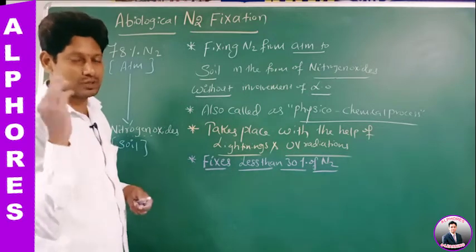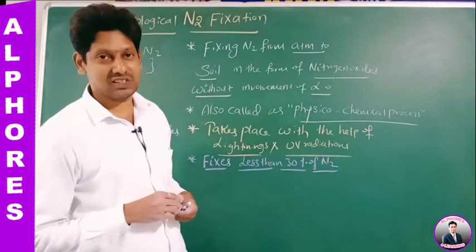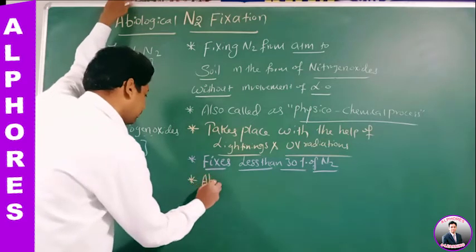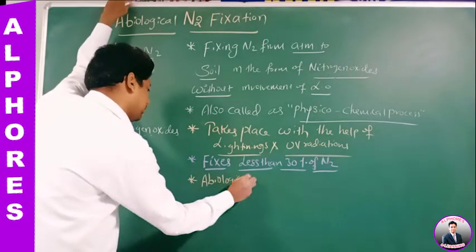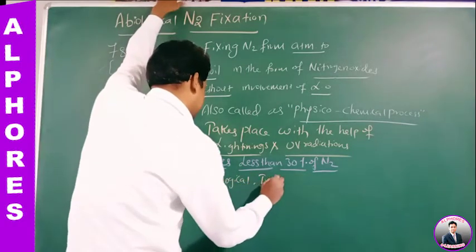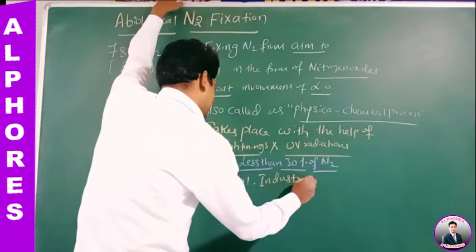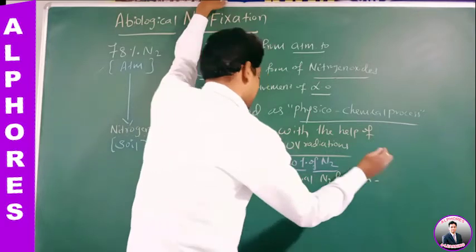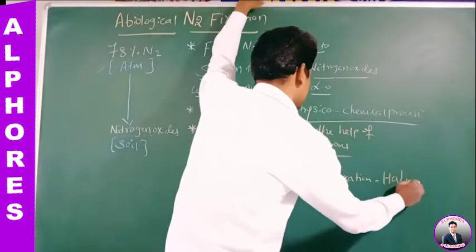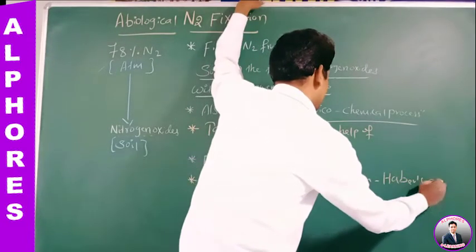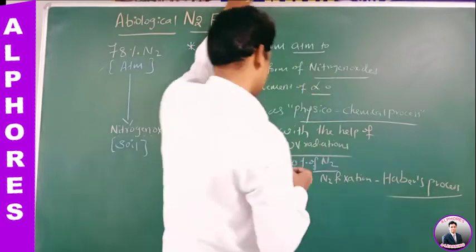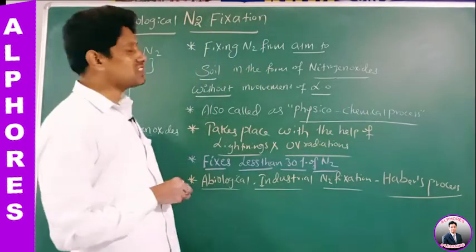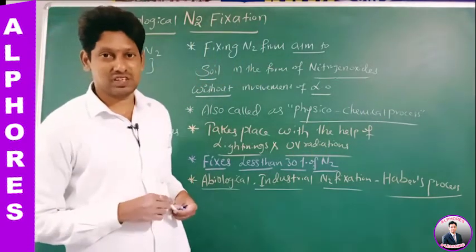Best example, Haber's process. I think you read it in chemistry. Haber's process is abiological industrial nitrogen fixation. What is the example? Haber's process. It's an example for abiological industrial nitrogen fixation. This is about abiological nitrogen fixation, right?